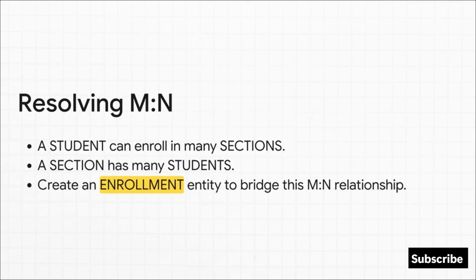Now, one of the trickiest situations you'll run into is a many-to-many relationship. Think about it. Many students can enroll in many sections of a course, and each section has many students. Trying to link them directly, it just gets messy. It's a bad idea. So, the really elegant solution is to create a special entity that acts like a bridge. We call this an associative entity, and in our case, we'll call it enrollment. Its entire job is just to connect one specific student to one specific section. It completely resolves the chaos.